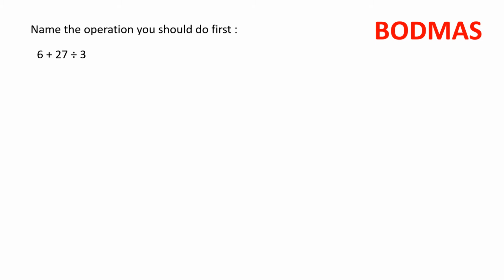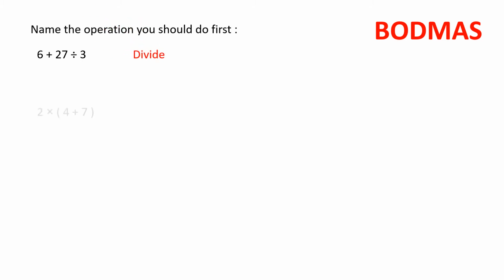Which letter comes first in BODMAS? In the word BODMAS, D comes before add and subtract. So of course I'll divide first. You have to follow this word. If it is 6 plus 27 divided by 3, what do you have to do first? Of course you have to divide first.